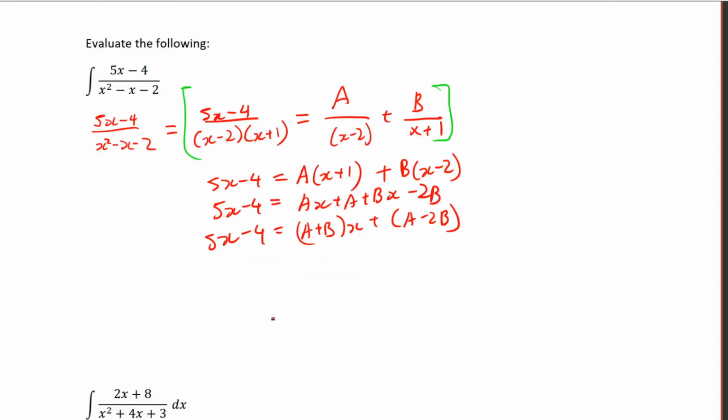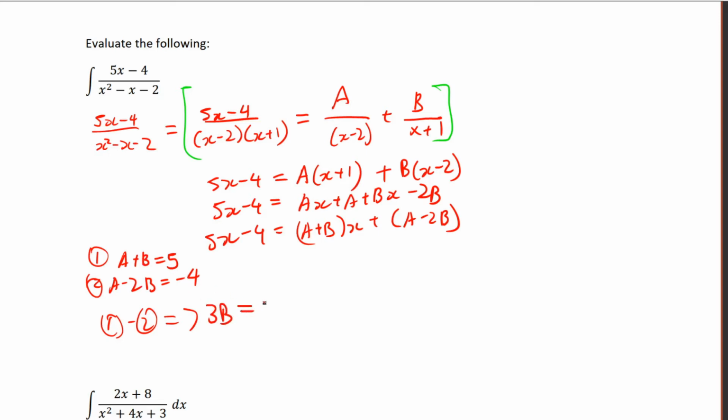So I'll say A + B = 5, because the coefficients need to be the same, and A - 2B = -4. I'll call this 1 and this 2. I'm going to eliminate A using simultaneous equations, the elimination method. If I do 1 minus 2, I get A - A, which is 0, B - (-2B), so that's 3B, and 5 - (-4) is 9. I get B = 3, and I'll have A = 2.